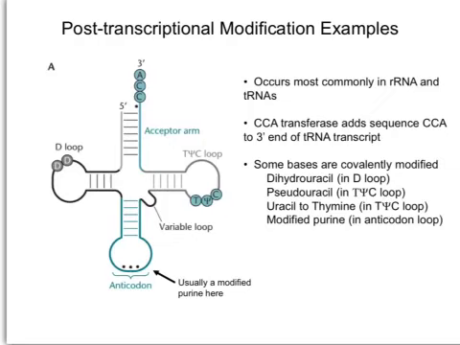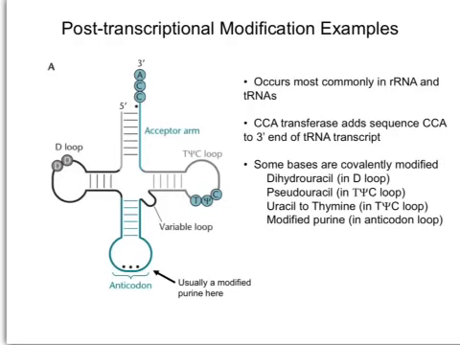So one of the things that happens after the synthesis of the RNA is that an enzyme called CCA transferase adds the sequence CCA to the 3' end of the tRNA transcript. So this was the 3' end as it was made. CCA transferase adds CCA onto the 3' end. And this is in what's called the acceptor arm of the tRNA. In addition, some bases are covalently modified.